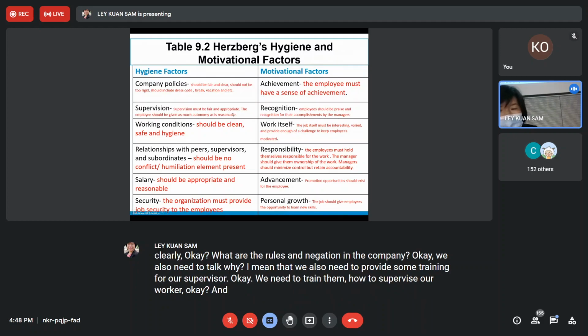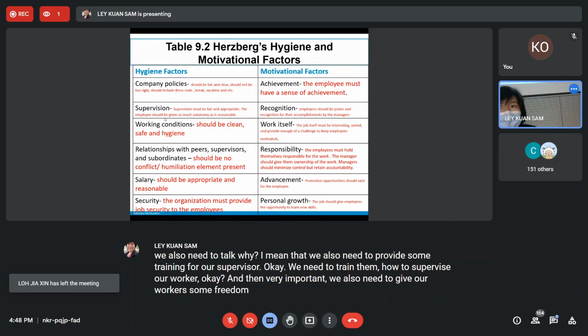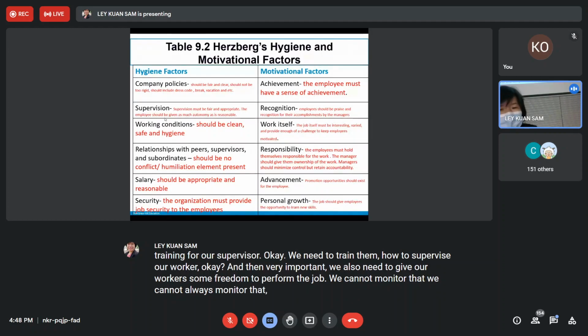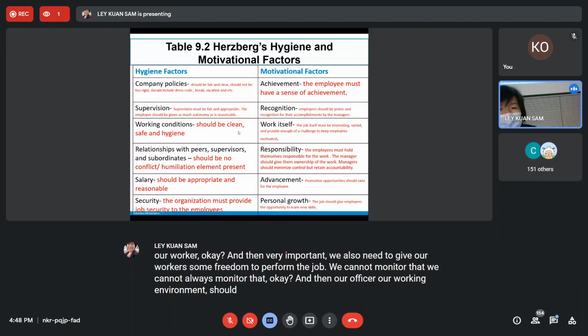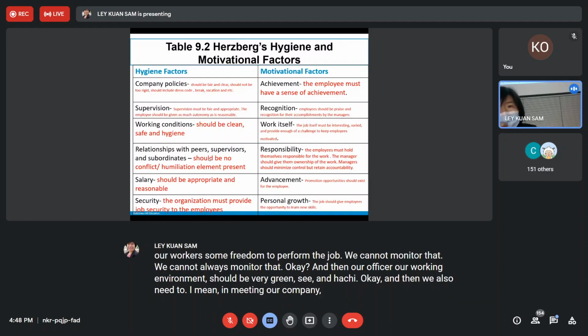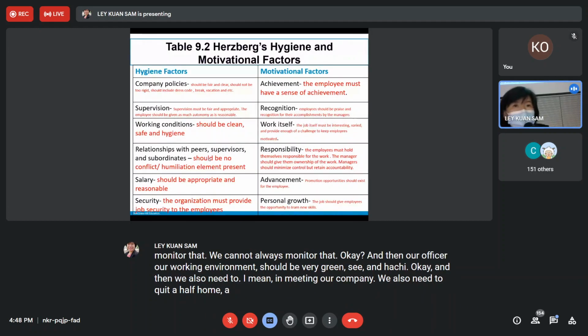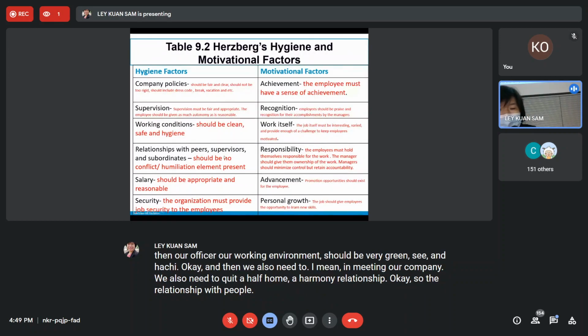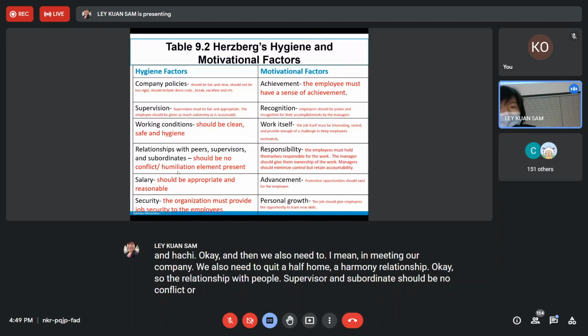Very important, we also need to give our workers some freedom to perform the job. We cannot always monitor them. Our office and working environment should be clean, safe, and hygienic. Within our company, we also need to create harmonious relationships. The relationships with peers, supervisors, and subordinates should have no conflict or humiliation present.